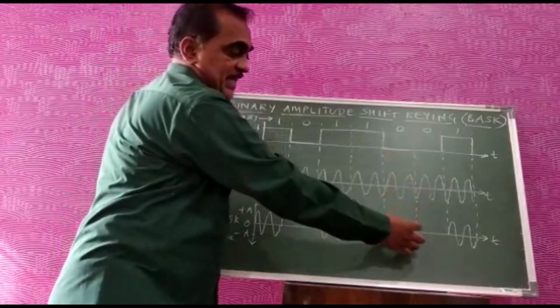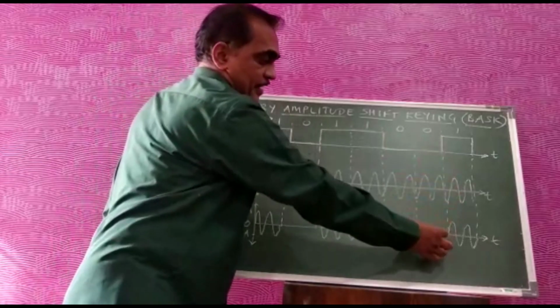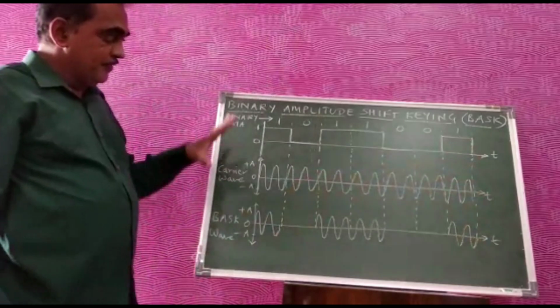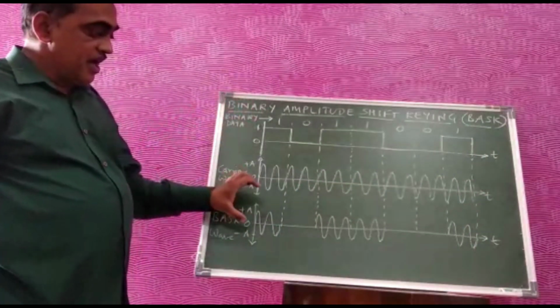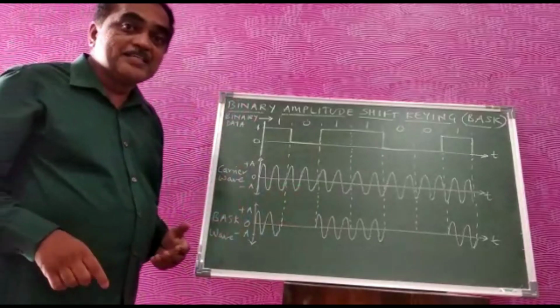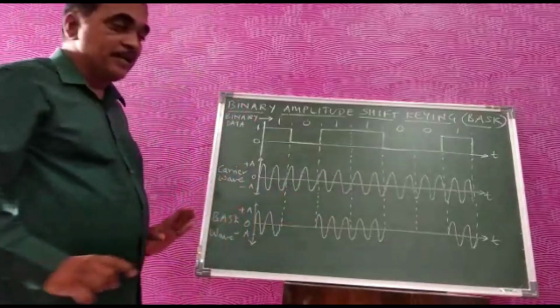Data is 0, carrier is absent. And data is 1, carrier is present. So whenever the data is binary 1, a carrier is shown at the output. Whenever the data is binary 0, there is no carrier at the output.